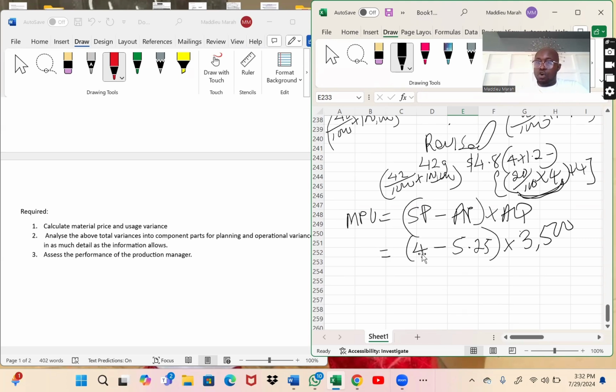Our budget is 4 and actual is 5.25. Yes, adverse variance. So adverse variance of how much? 4 minus 5.25, multiplied by 3,500. So our material price variance for this question is 4,375 adverse. Very good.